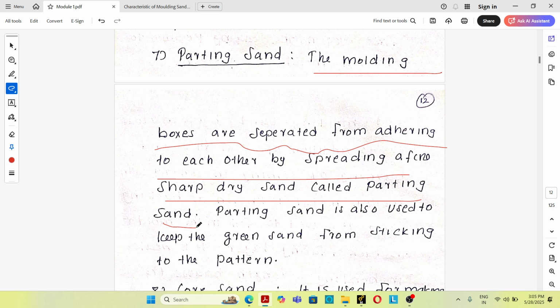So these are the two purposes of parting sand in the case of sand casting molds. First, it prevents the molding boxes from adhering to each other. Second, parting sand is also used to keep the green sand from sticking to the pattern.